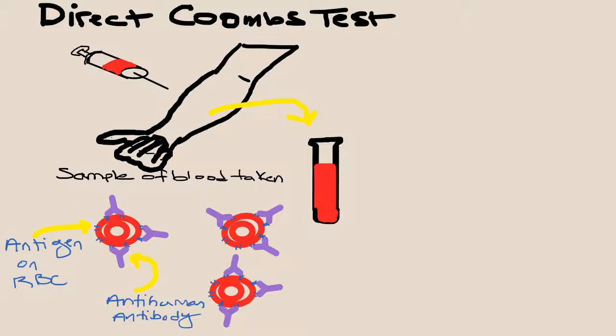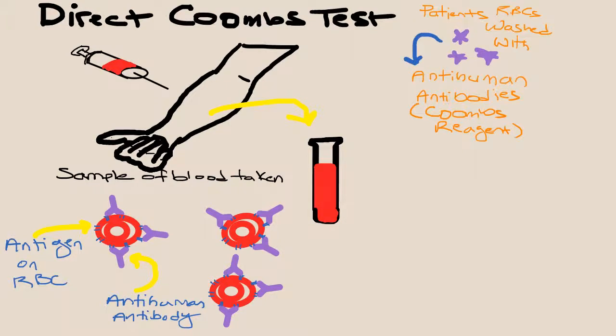So I wanted to review a few of the tests that are done. I used to just memorize these names and really never understood what they did, but they're pretty simple if you're able to visualize it. So the direct Coombs test is when an antibody is directly attached to a red blood cell. Okay, so it's attached to the red blood cell. And what happens is you draw the patient's blood, you're looking for that antibody connected to the red blood cell.